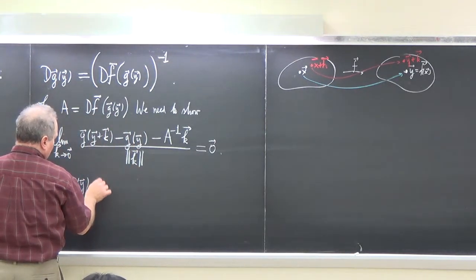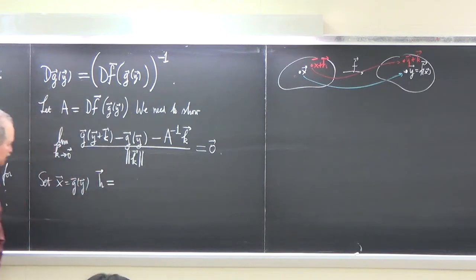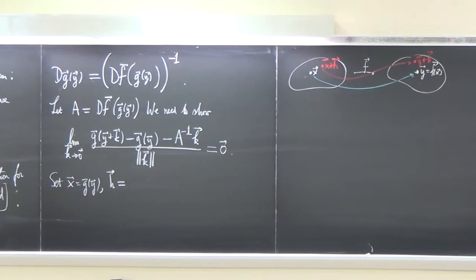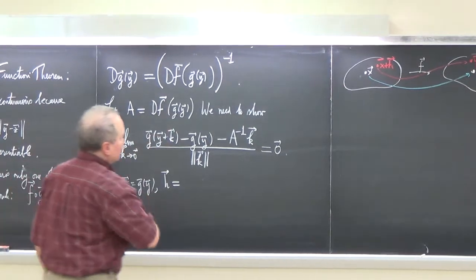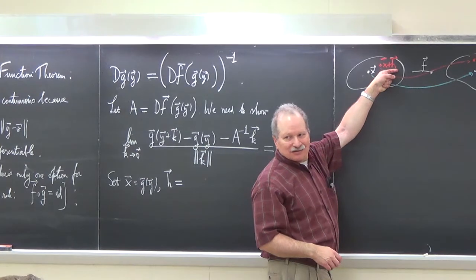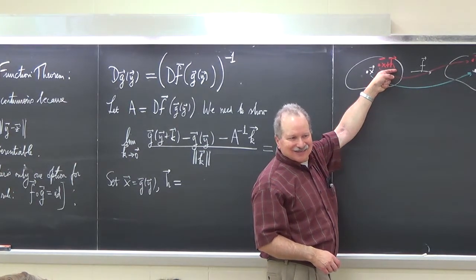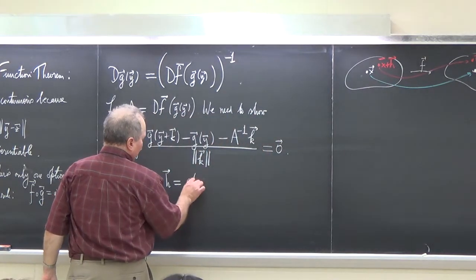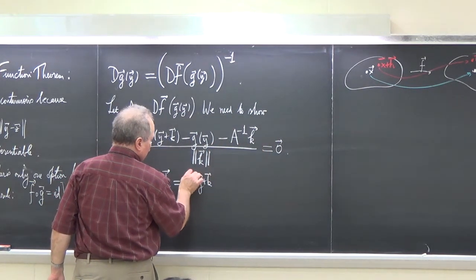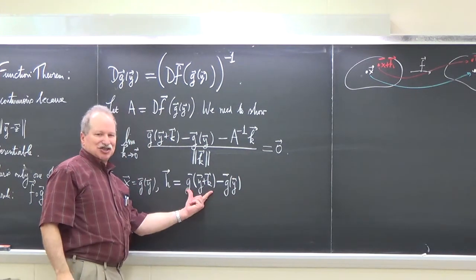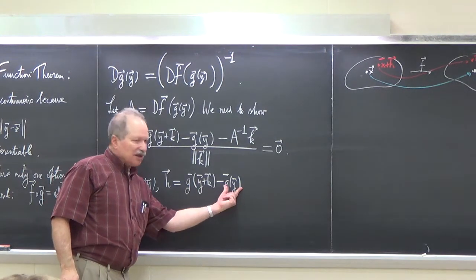So let's set h equal to what? G of k? No, we need to just say that. How do I get h? If I know x plus h, how do I get h? Subtract x. So this is G of y plus k minus G of y. Right? This is x plus h minus x.